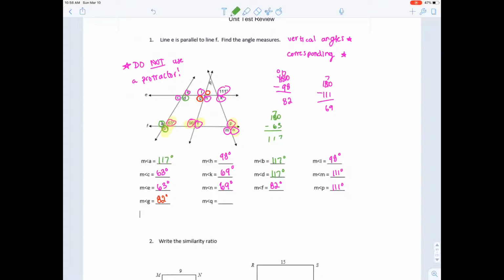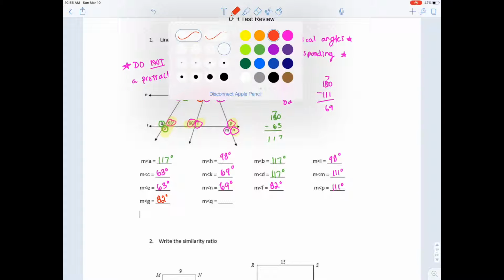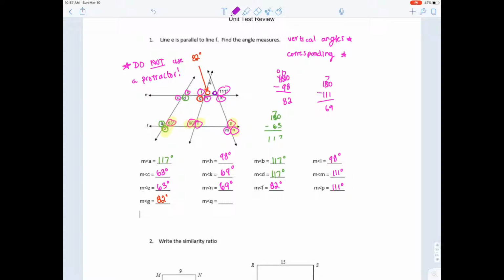Now, the last angle here, angle Q. Here we have to use some of our prior knowledge of triangles. We know that the interior angles of a triangle add up to 180 degrees. So we know that this red circle here, that angle is 82 degrees. I'm going to switch colors. I need to find this purple angle there, right? But hey, look, I have a linear pair between the angle that I want and this 111 degree angle. So let's go ahead and subtract 111 from 180.